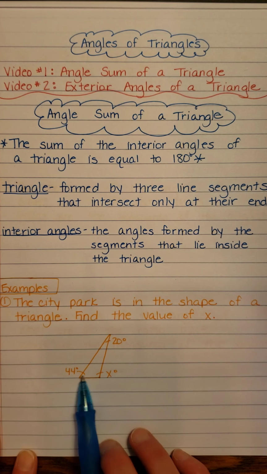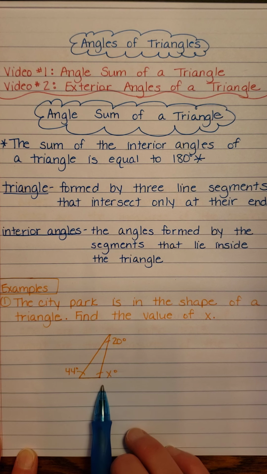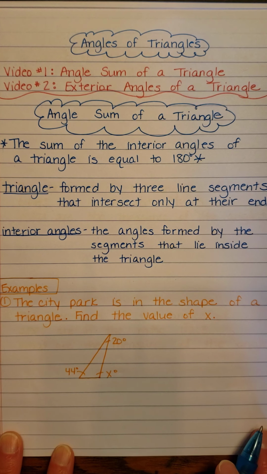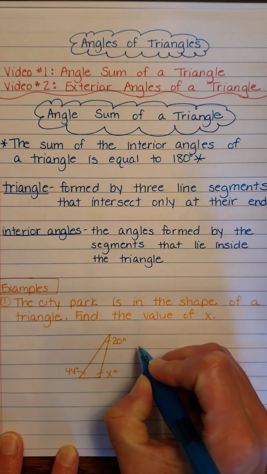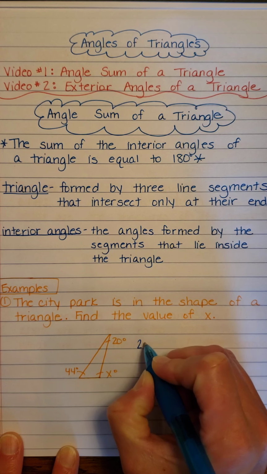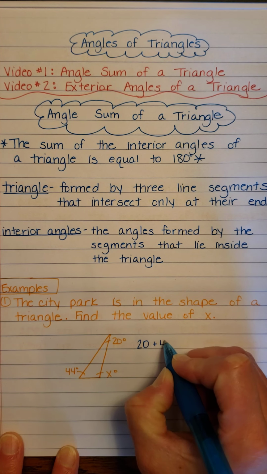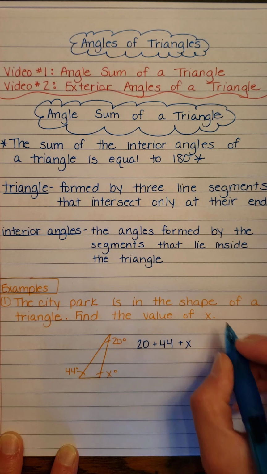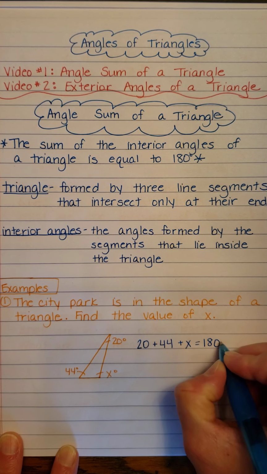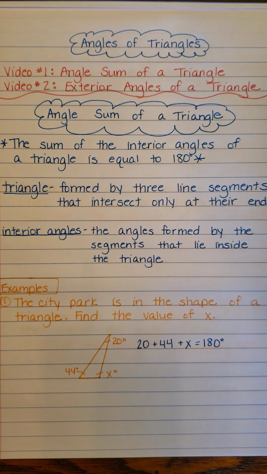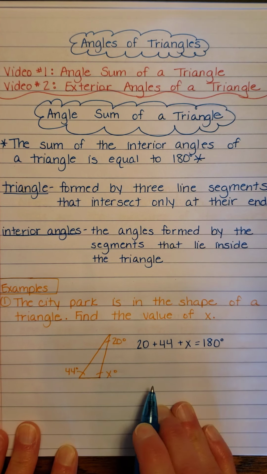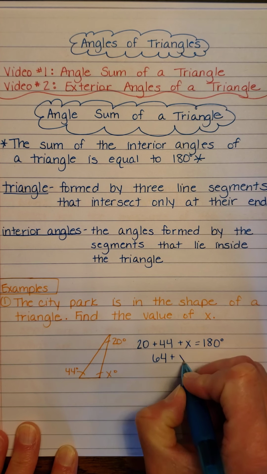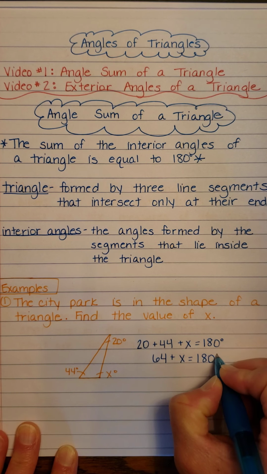Well, we know that if we take these 3 angles and we add them together, we should get a sum of 180 degrees. So what we're going to have to do is write an equation, okay? You guys probably see, I told you we weren't done with equations, that you would still be using them. So we know that these 3 angles, 20, 44, and x, have to add together to give us a sum of 180 degrees. Okay, now we're going to combine our like terms. So 20 plus 44, that is 64. So 64 plus x is equal to 180 degrees.